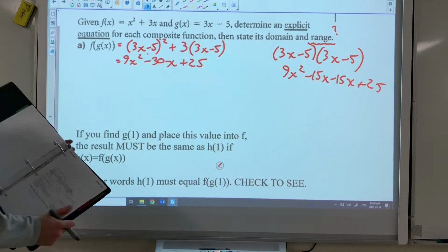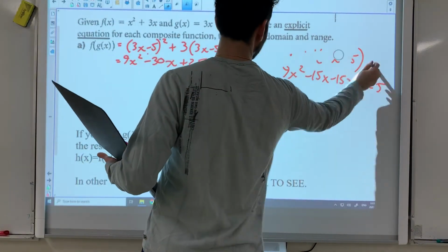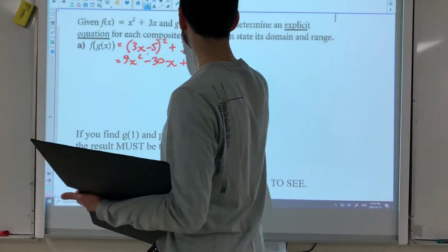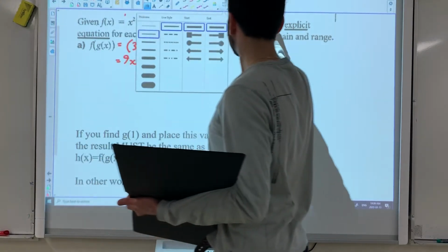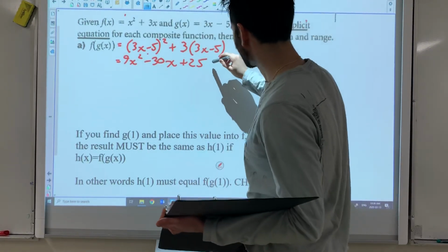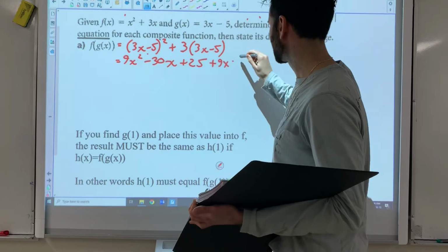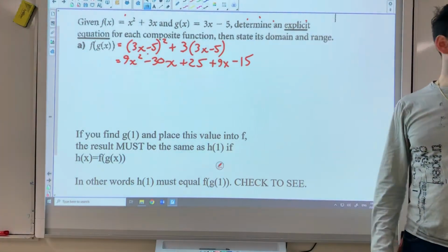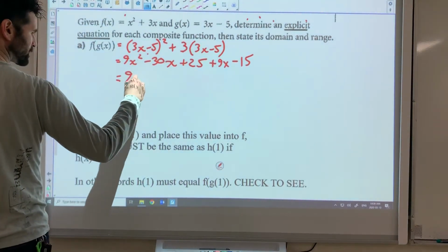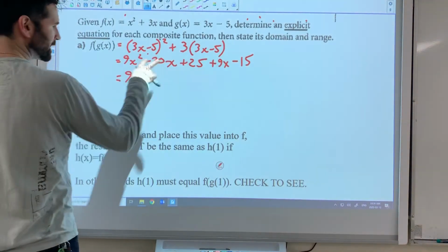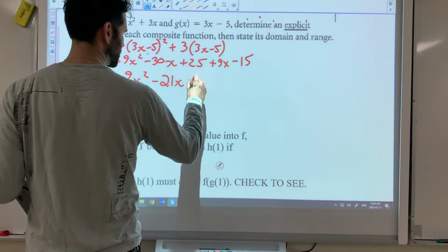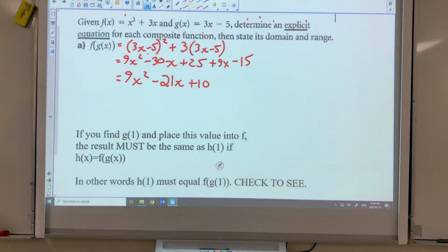Have I forgotten anything? Oh, yes. Gotta finish up this piece too, right? Okay. There we go. So 3 times 3x gives me 9x, and then 3 times negative 5 gives me negative 15. Good, do I gotta group my like terms? You betcha, we're almost there. So there's only one squared term, so I'm gonna write 9x squared. But then I got a negative 30x and a 9x, which gives me negative 21x. And then 25 subtract 15 gives me 10. And now you have your explicit equation.